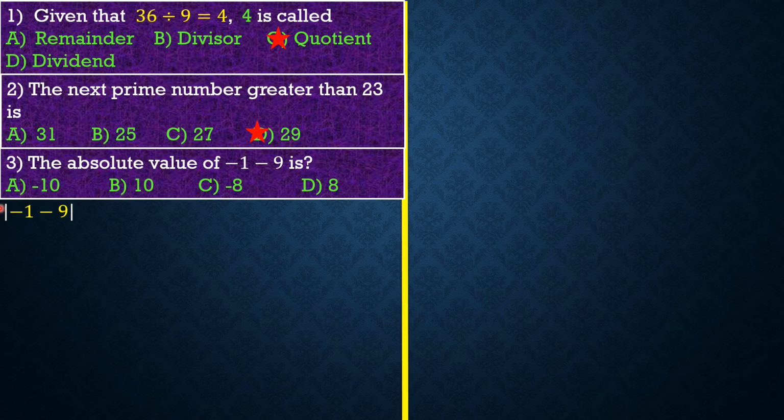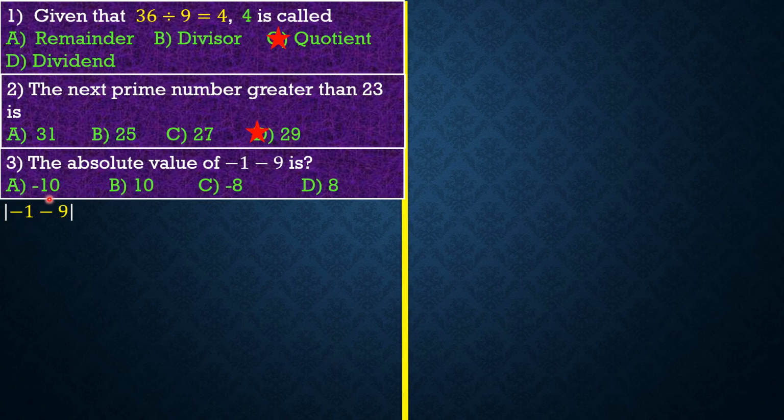Keep in mind that these two vertical bars mean absolute value, and the function of an absolute value is simply to make sure that anything enclosed in it is positive. If it's negative, it becomes positive. If it's positive, it remains positive.